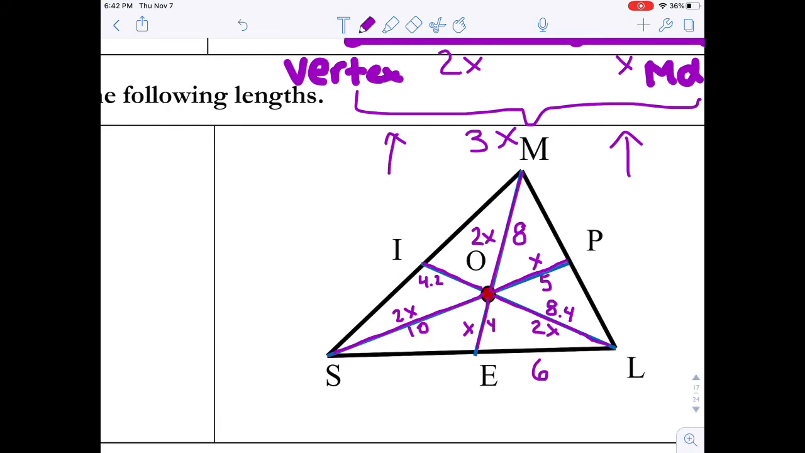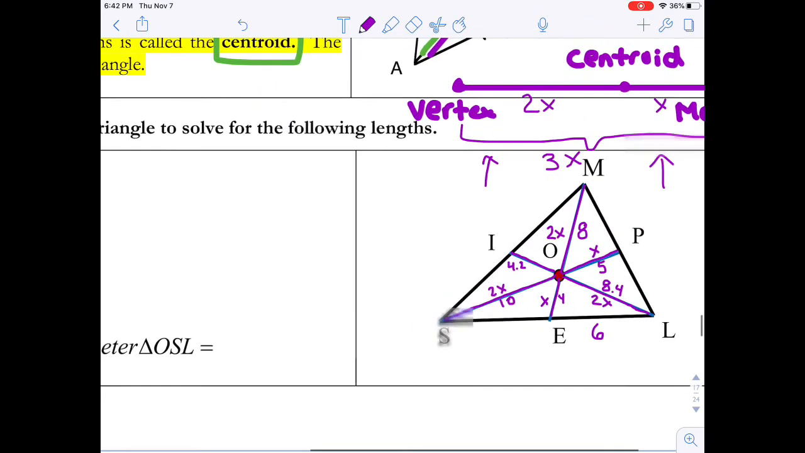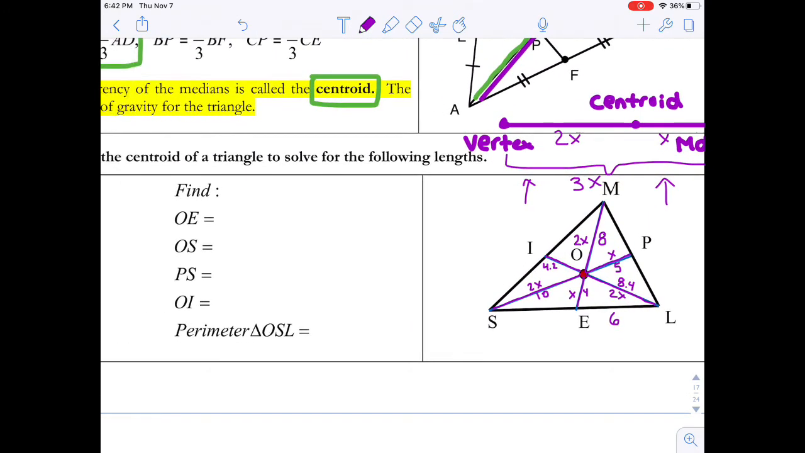Let's see if we have enough to answer the questions that were being asked. So they wanted OE. We got OE. That was 4. They want OS. We found that. That was 10. PS. Ooh, that's the entire segment there. So that's 10 plus 5, which is 15. And then OI we found was 4.2.